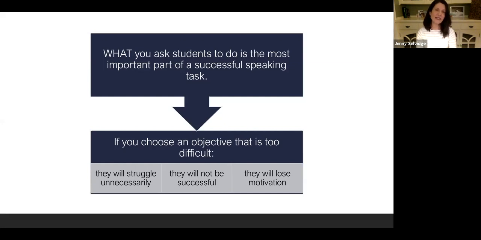People always ask me, how do you motivate your students? One thing to think about is how you don't motivate your students and how you can cause demotivation. That has to do with your planning and your objective. So that's something to really think about when you're planning your lesson.